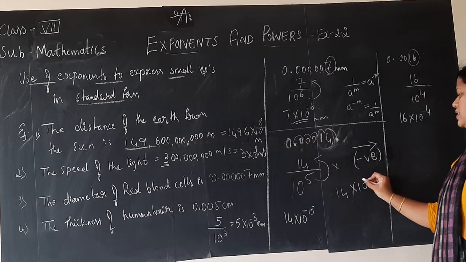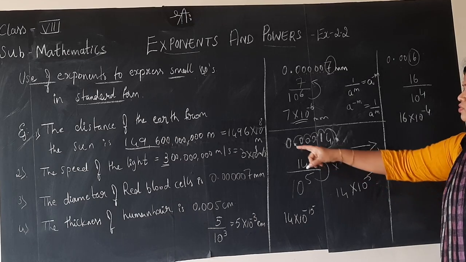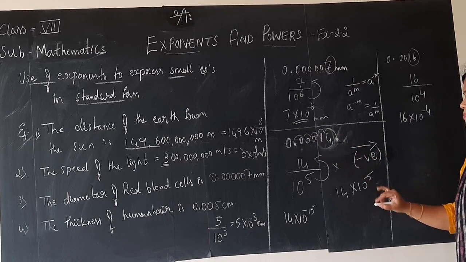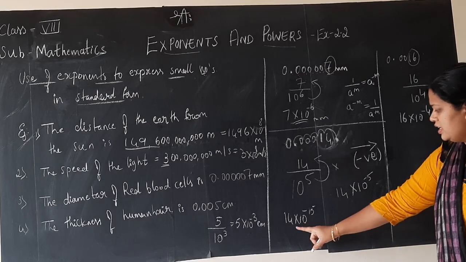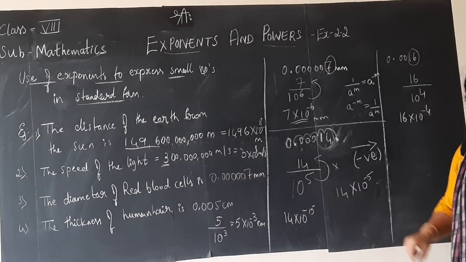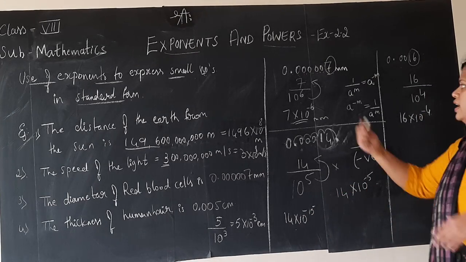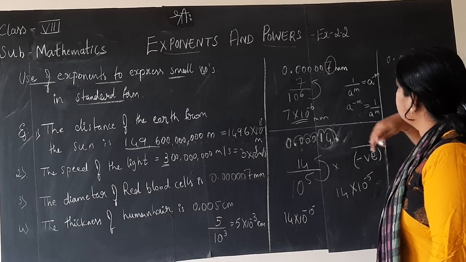How many decimal places did we shift? 5. Since we shifted in the forward direction, you should write minus 5. Didn't we get the same answer? This is easier than this, no children? Let me try for this problem also.